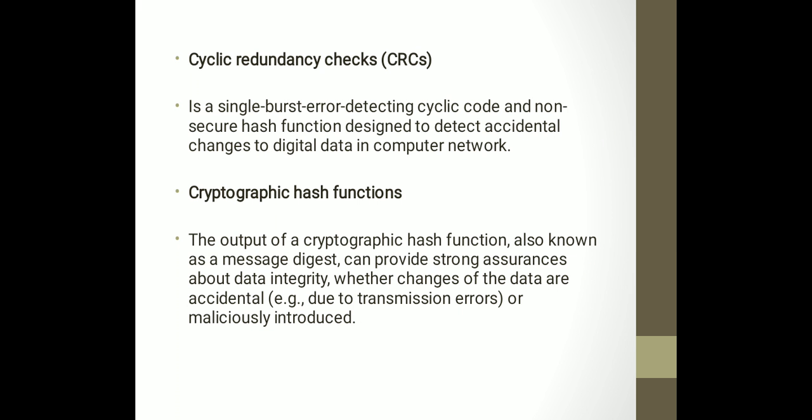Next one is the cyclic redundancy check, used for burst errors. Burst error means more than one bit of data has an error while being delivered. It is a single burst error detection cyclic code. A cryptographic hash function is also used to easily identify whether the changes in the data are accidental, due to transmission error, or maliciously introduced.